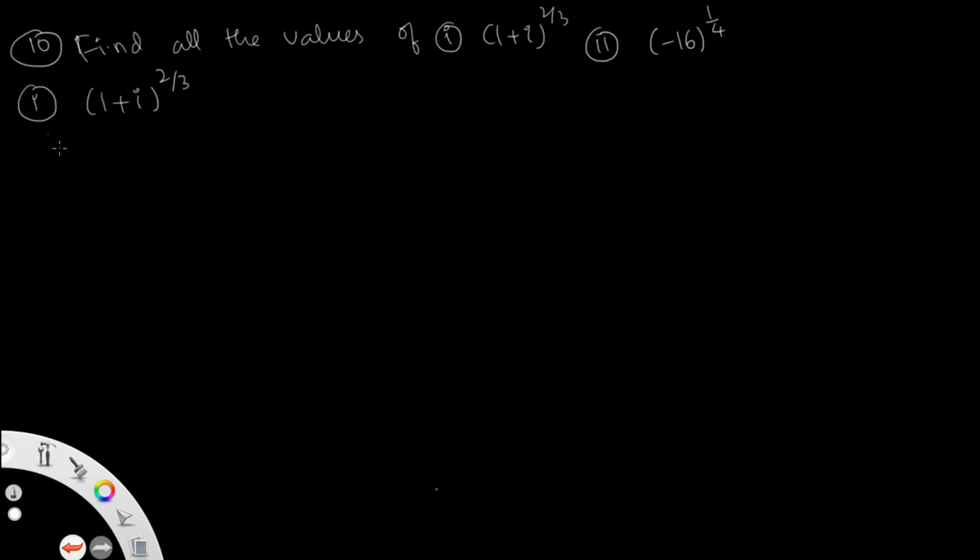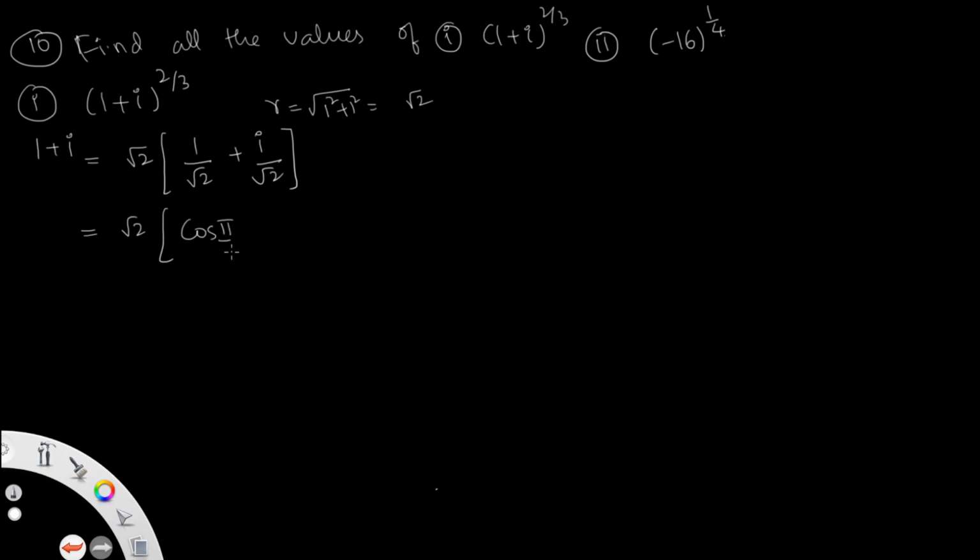First let us consider the complex number 1 plus i. We multiply and divide by root over x square plus y square, that is r, so that is root 2. Then multiplying and dividing, 1 plus i by root 2, root 2 as common, and multiplying and dividing by the modulus, we get root 2 into cos pi by 4 plus i sin pi by 4. So this is 1 plus i.